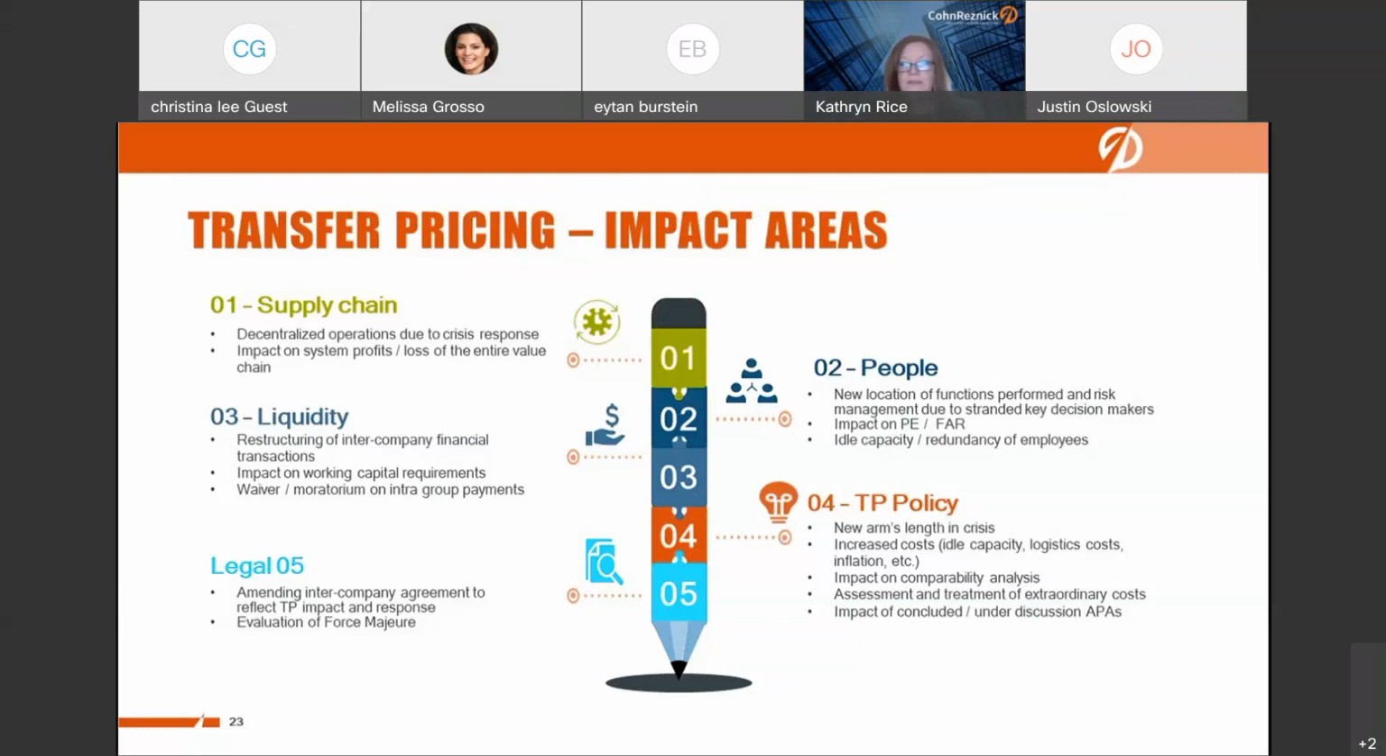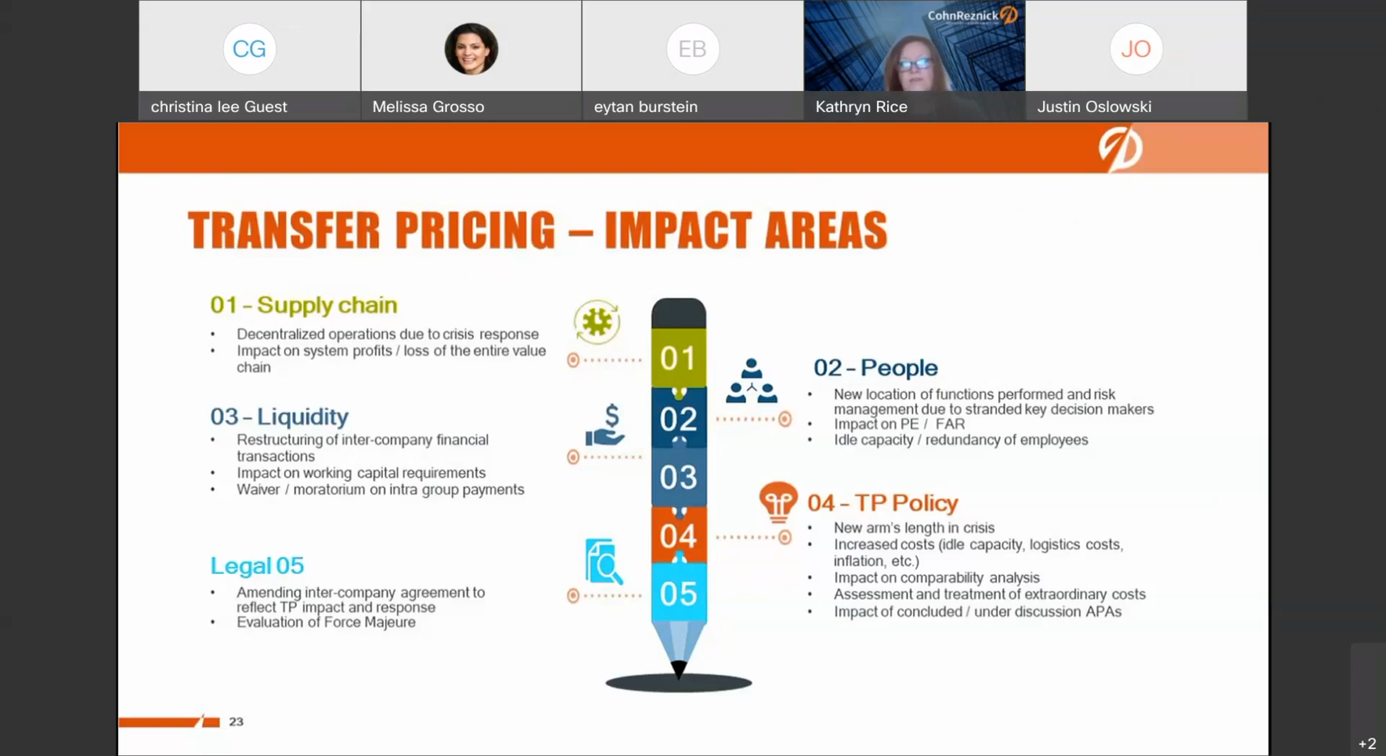Four, it certainly impacts transfer pricing policies, as I noted. What you may have had set up previously may not work at this point, either recently or going forward, especially with inflation now an issue. I think maybe we don't know exactly for how long, so a lot of increased costs will have an impact. In addition, some of these other issues will have an impact on the comparability analysis.